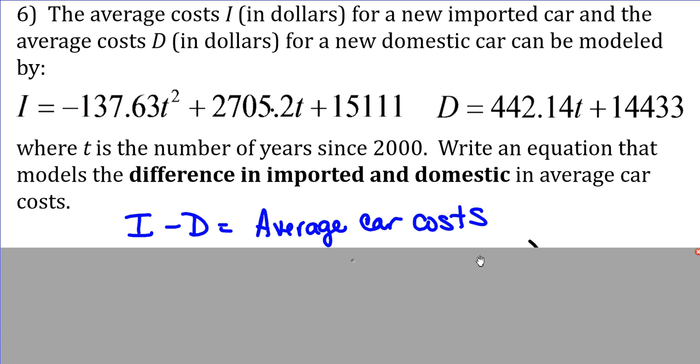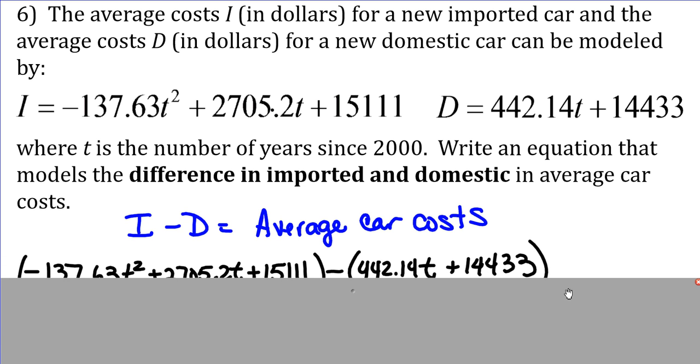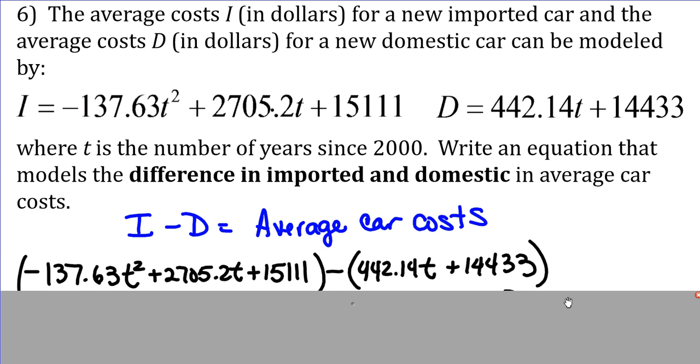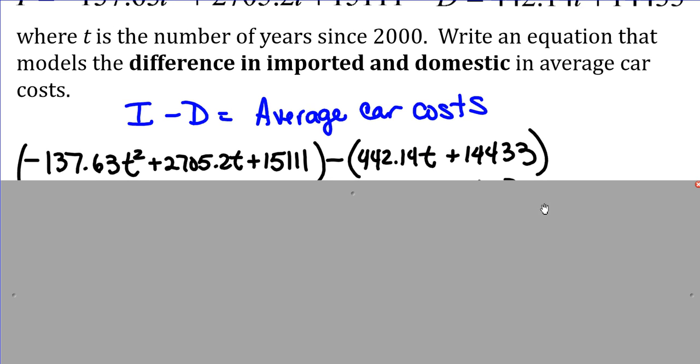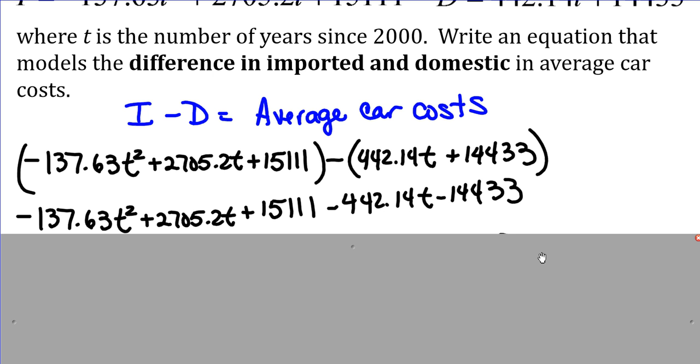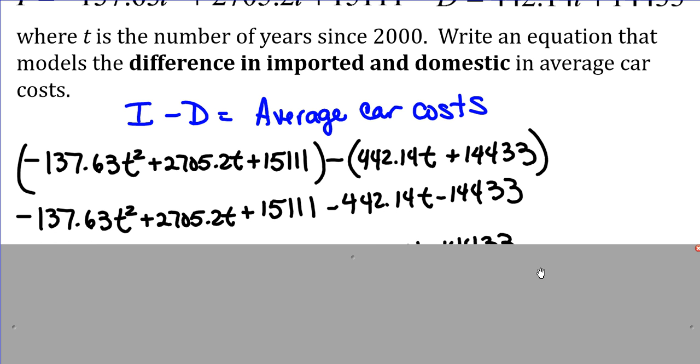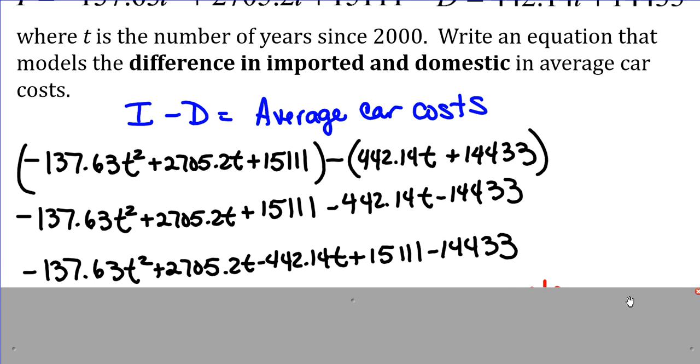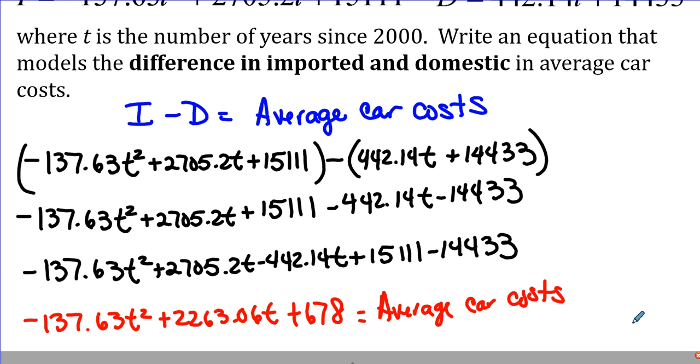That tells us our average car costs. So if I take the polynomial representing the imported and I take away the polynomial for domestic, that will give me the average car cost. So again, by subtracting, it's saying take everything opposite of what was in that second polynomial. Then regroup your like terms to simplify your polynomial expression. We should end up with the average car cost equation of negative 137.63t squared plus 2,263.06t plus 678.